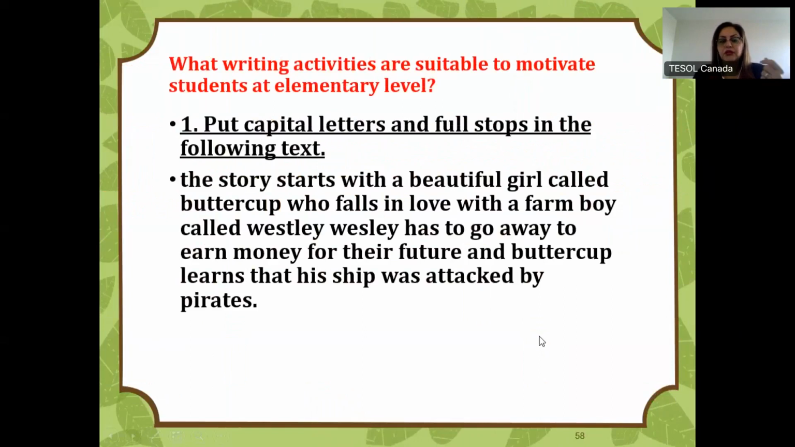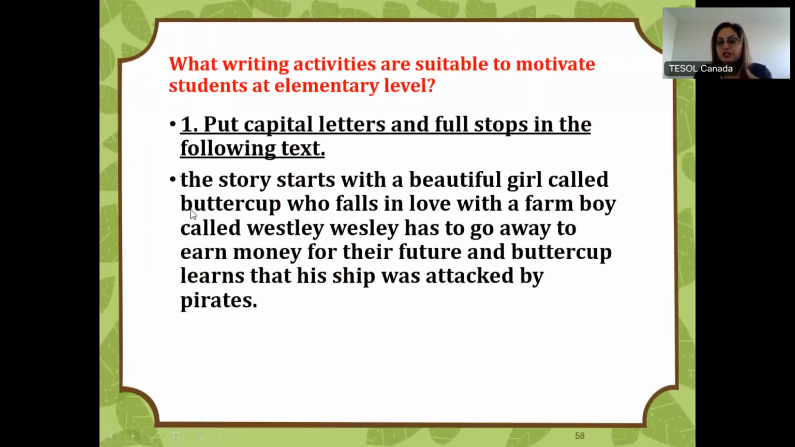Like here, working on capital letters. This is kind of practice. That's for elementary level. So they learn where to put capital letters at the beginning of the sentence. For example, here we asked them to rewrite, and so I put the capital letters and full stop. So this story starts, so capital T, with a beautiful girl called Buttercup. So capital B, because it's a name.